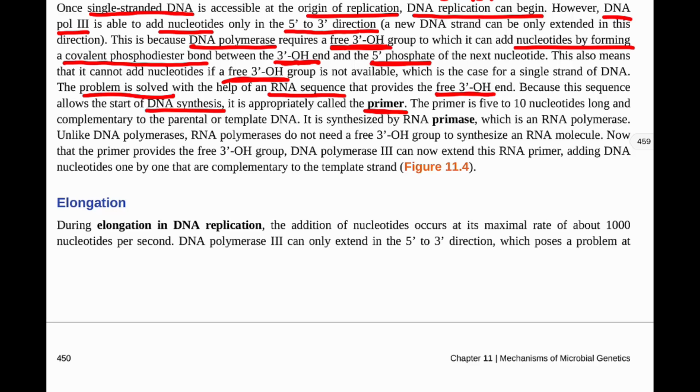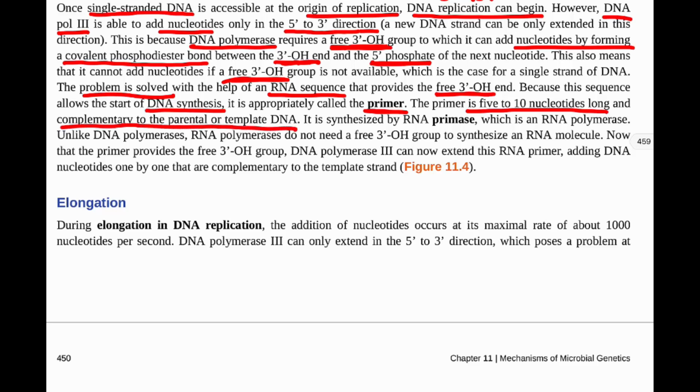So we have this RNA sequence that's a primer. We use it just to get it going, and then it can come off. And then we have our free 3' end to get us started, and then our DNA polymerase 3 can add to that 3' end and continue elongating the DNA at that point. So the primer is 5 to 10 nucleotides long, and it's complementary to the parental or template DNA.